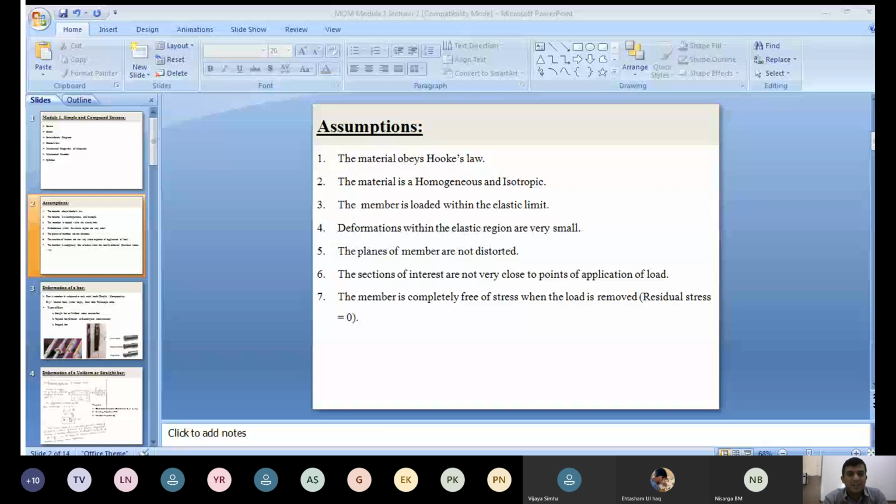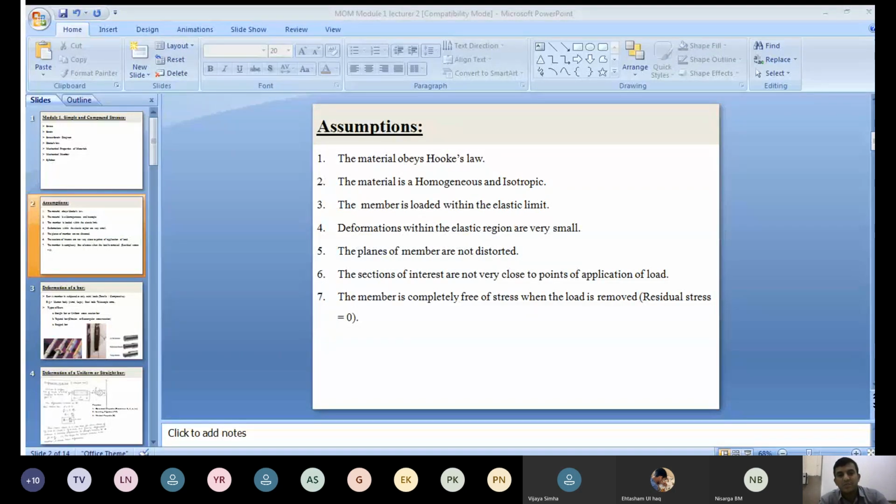But when it comes to engineering materials, take mild steel. If you apply a load on that material, it changes the dimension, but whatever the deformation is, it is very small. There is a fourth assumption. Next one, the fifth assumption is the planes of members are not distorted.